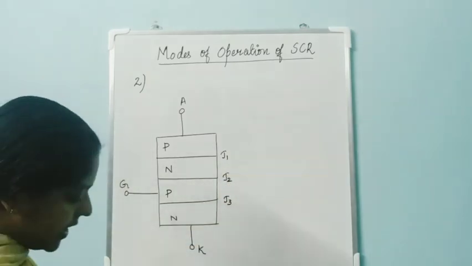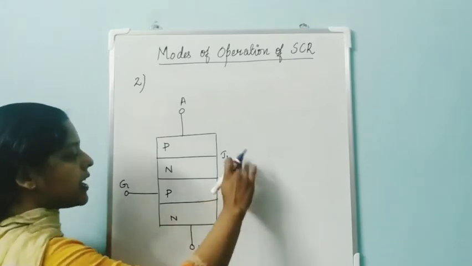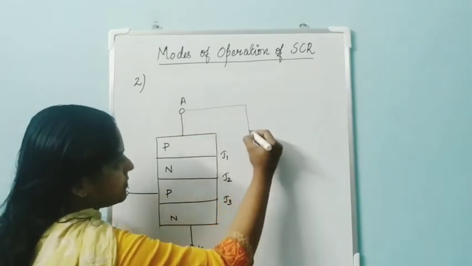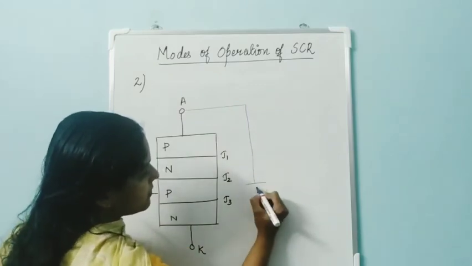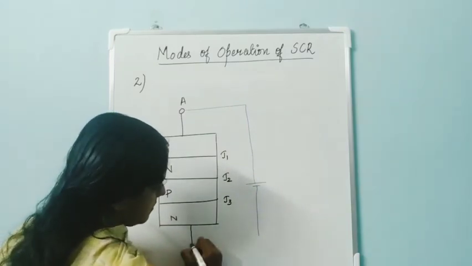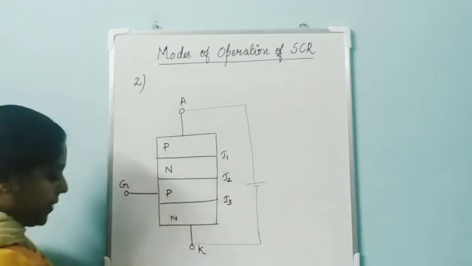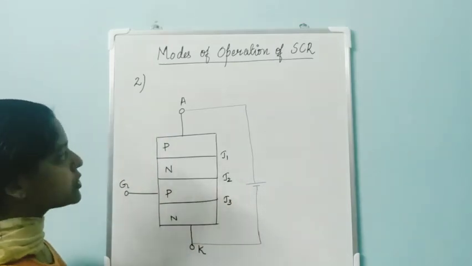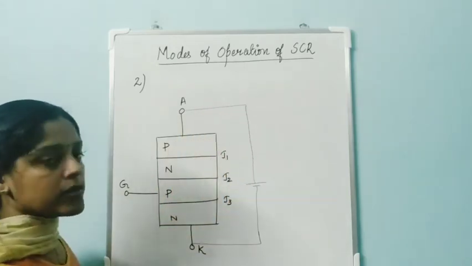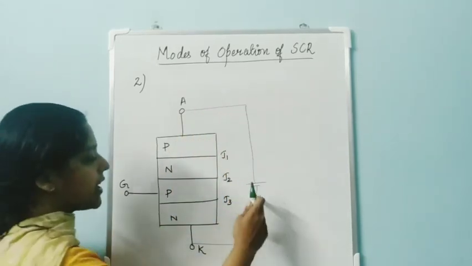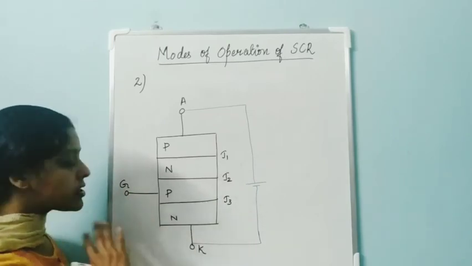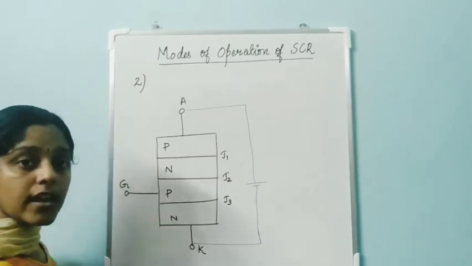So now this is the case. Now let's see how I am giving the biasing. Okay, I have given the biasing like this. Like this means what? Anode is connected to the positive terminal, cathode is connected to the negative terminal, and the gate is kept open. That means no connection is given to the terminal gate.